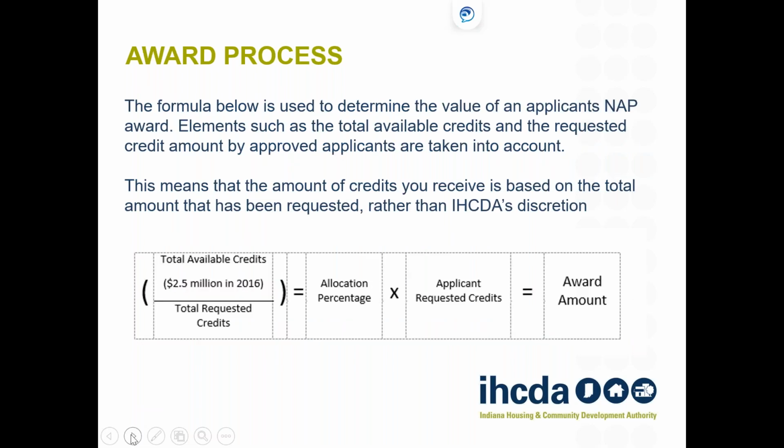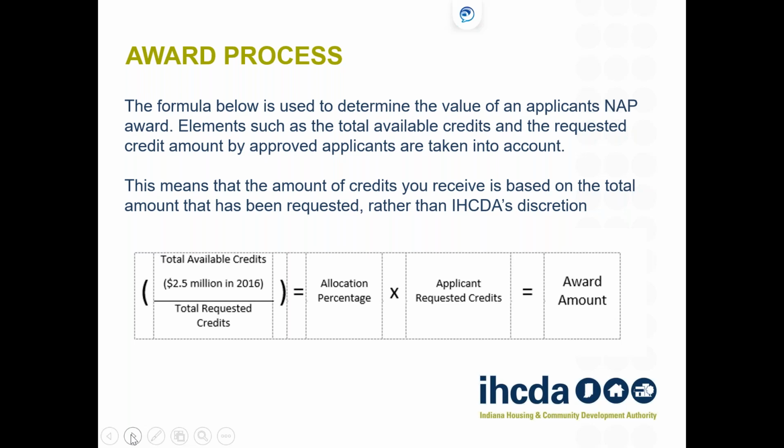All right, so going into the awards process a little bit. You all know this is a formula-based program. We are not making funding decisions based on quality of projects. We are not making decisions based on projects that we like better than others. This is simply if you meet all the eligibility requirements, you are guaranteed NAP tax credits. The way that we figure out the award amounts is we add all of the requests together, and then we divide 2.5 million by that amount. That gives us the allocation percentage, which is what we multiply against your request to get the award amount.